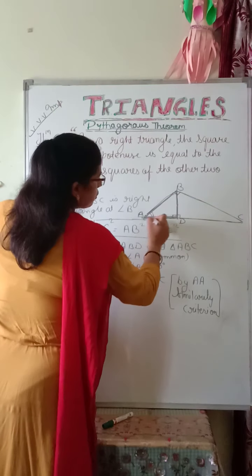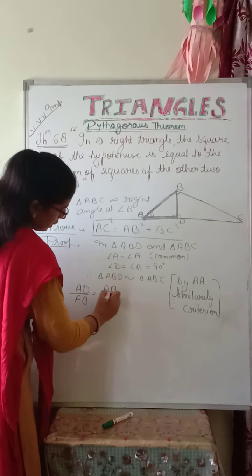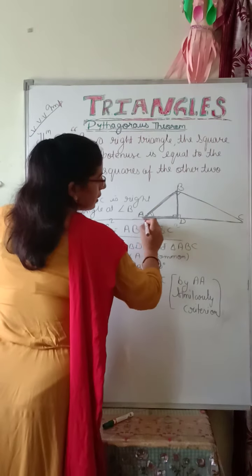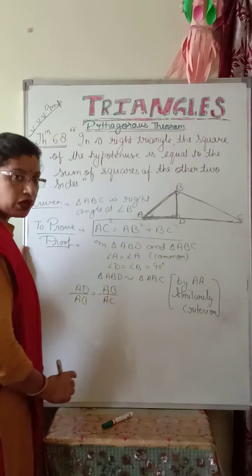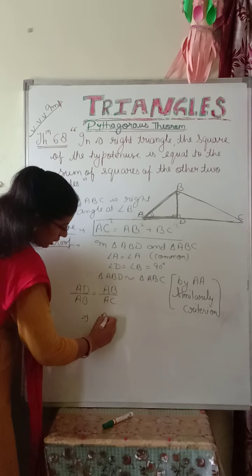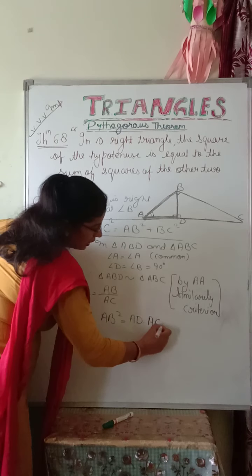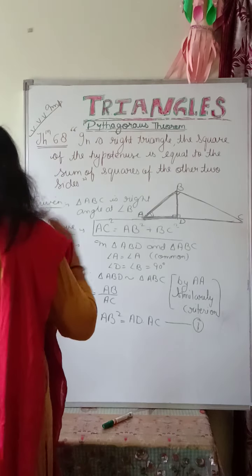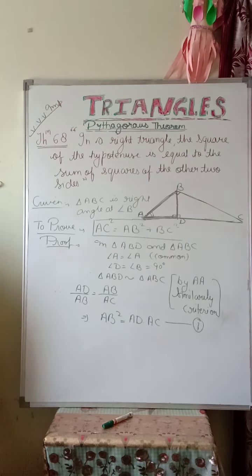So what is the hypotenuse in this small triangle? AB. So AB is equal to, what is the hypotenuse of this full big triangle ABC? AC is the hypotenuse. So hypotenuse upon hypotenuse is equal to base upon base. Cross multiply these two. So what we will get? AB square is equal to AD into AC. Let me say this is equation number 1. Now I am erasing the upper side, and then let us see what is there.